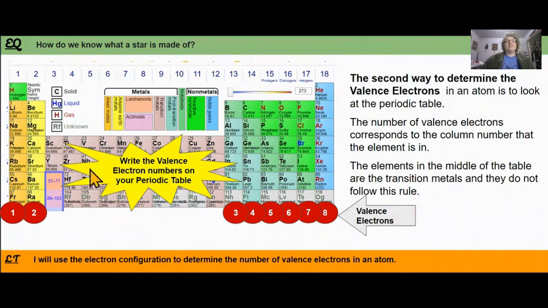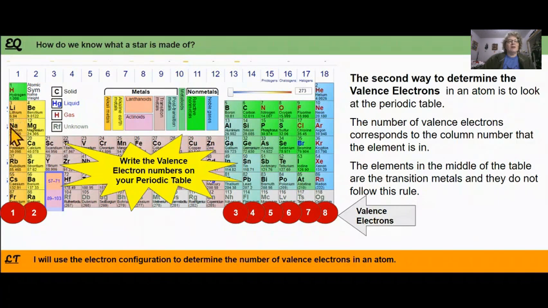The reason why we skip this middle part is because those are what's called the transition metals, and they don't necessarily follow this rule. And so rather than using the numbers that are on top, I'd like for you to write the numbers down here on the bottom of your periodic table so that you can come back and look at it. So for example, we said gallium has 3 valence electrons, okay?